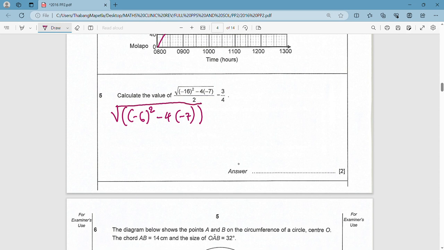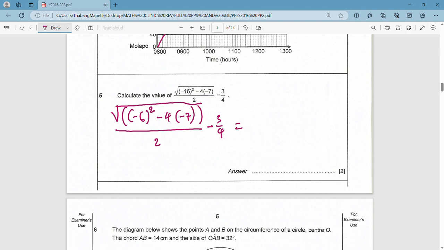And then over, which is the same as divided by 2, then you get to see how much, and then repeat 3 over 4. So let's see. It's going to be root, negative 6 squared, minus 4 open bracket minus 7 close bracket. Oh no, I made a mistake. My brackets are not matching, so how many should I have?